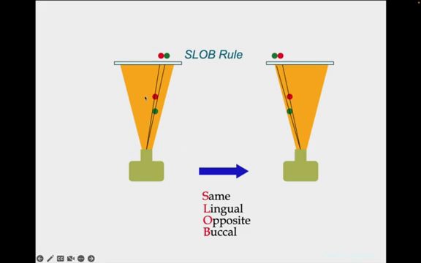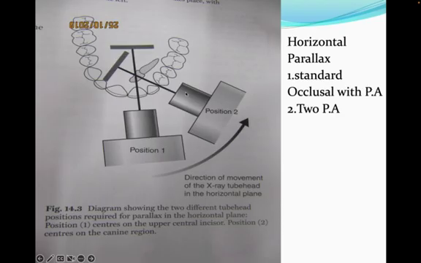Again, I will do that again. Once we shift the tube from distal to the mesial side, the red dot from this x-ray to this x-ray moved in the same direction as the cone, which means the red dot is same lingual, opposite buccal. So the red dot is palatal, as we can see here in the diagram.